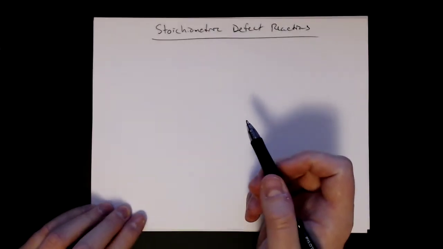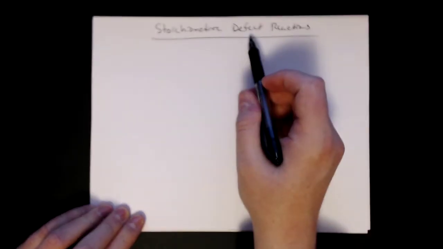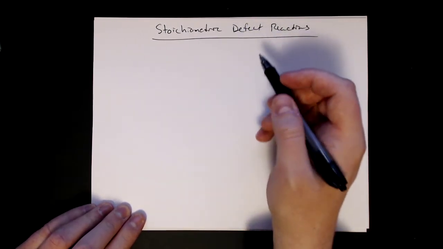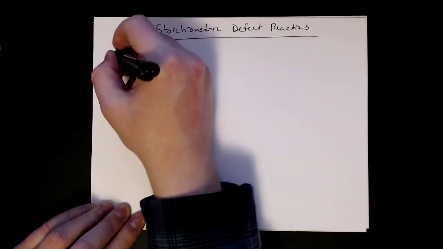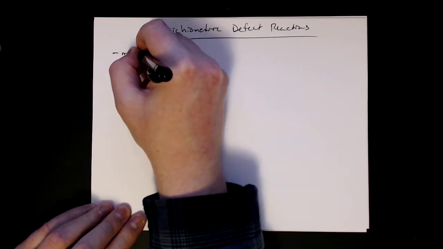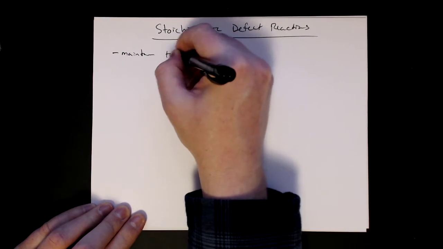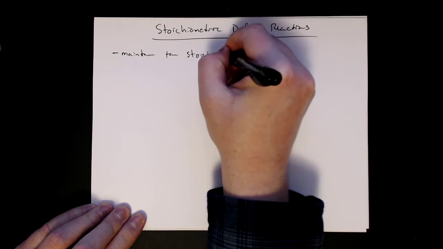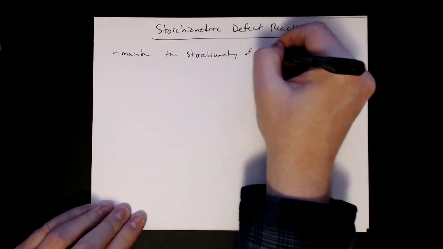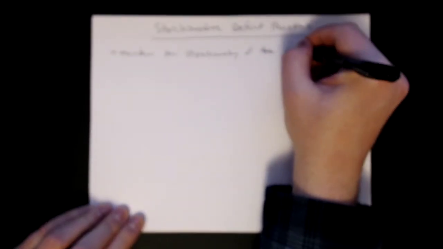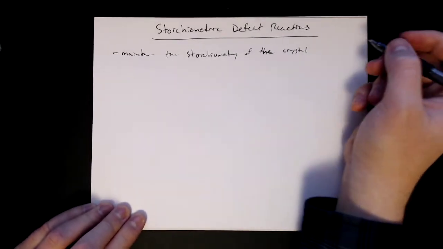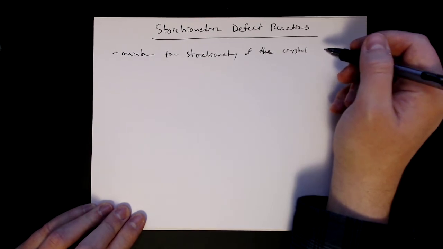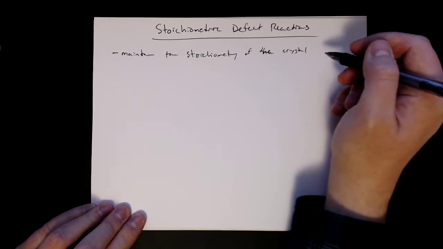All right, so in this module we're going to talk about the defect reactions and how we write them for stoichiometric defects. So we talked about some of these before, right? These are the ones, as the name implies, that maintain the stoichiometry of the crystal. So not all defects do this, and we'll talk about those in another section, but these do maintain the stoichiometry of the crystal.